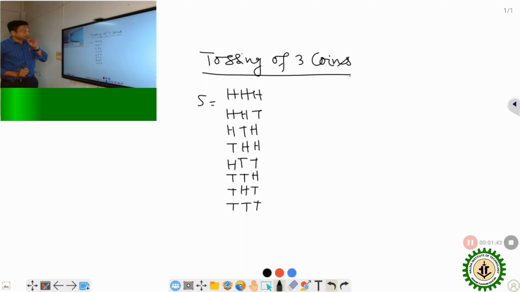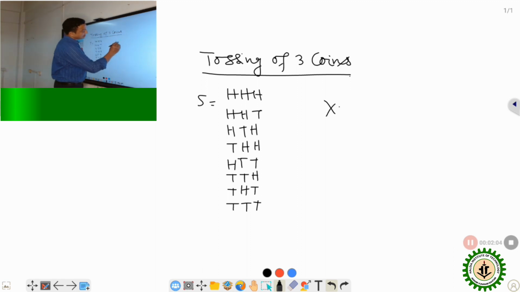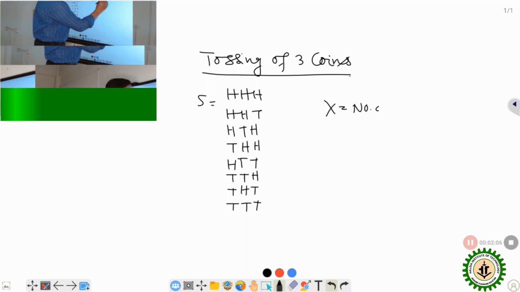Now, the question asks, what do you need basically? Means from this experiment, what are we going to find? We are going to find the probability of something, either the number of heads or the number of tails. Those are the two possibilities here we can find. Now, if it is only the number of heads, we take capital X equals the number of heads.